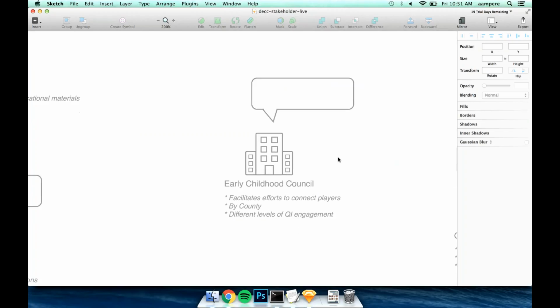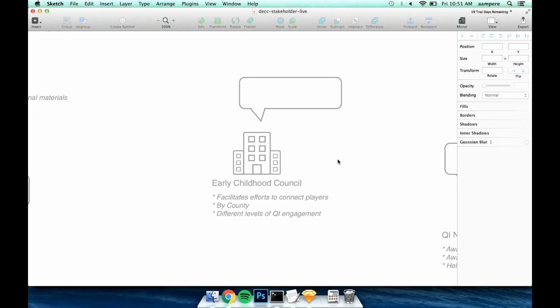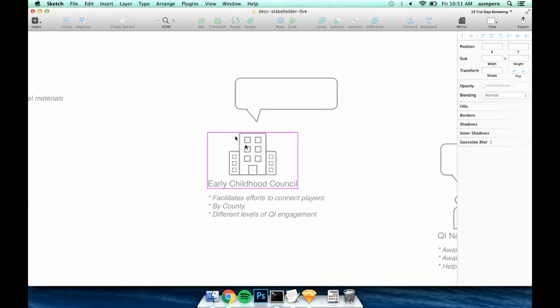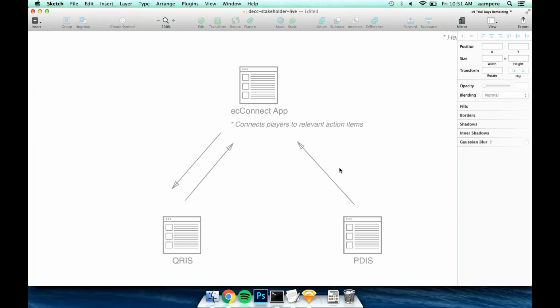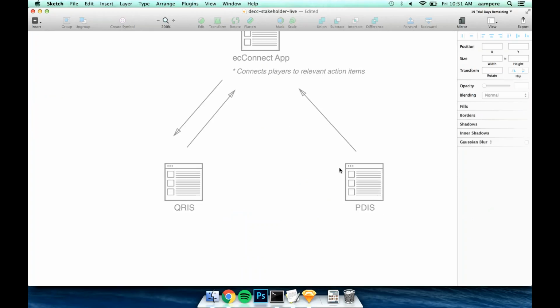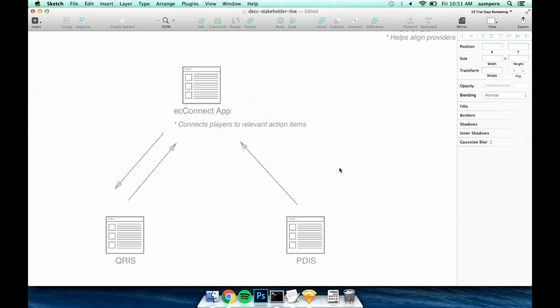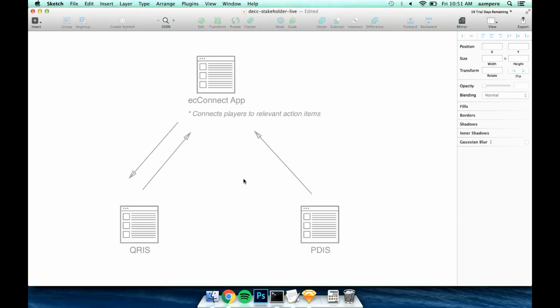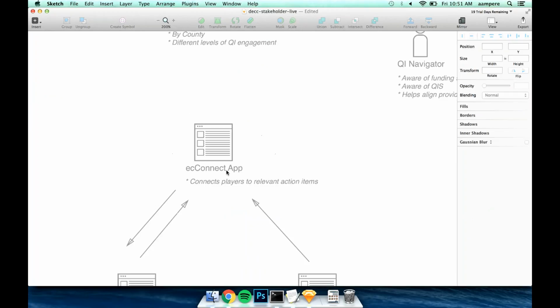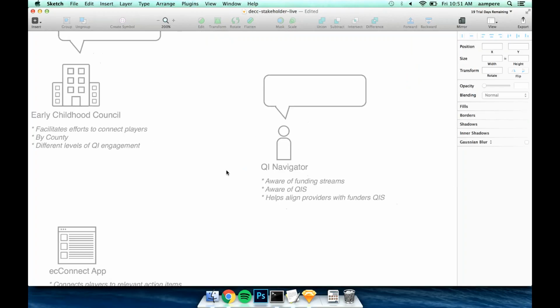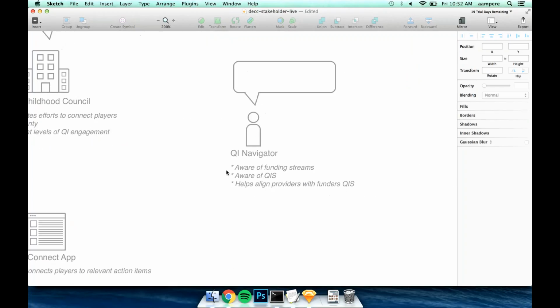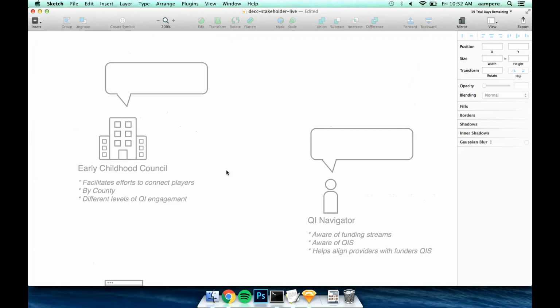We have an early childhood council, and eventually this is where we're going to put the mindset in the little speech bubble there, and then we have the EC Connect app. And we have the QRIS and PDIS databases and their relationships with the EC Connect app, right? And then relatives of the early childhood councils are the QI navigators. And we have a few others who are floating over on the sidelines that we're going to move in.